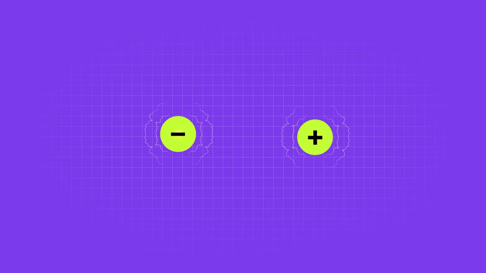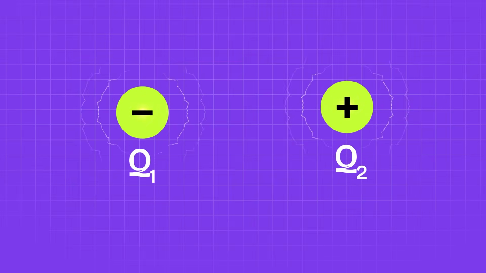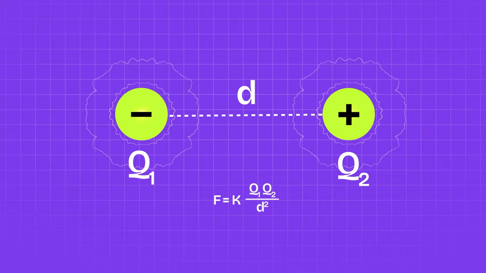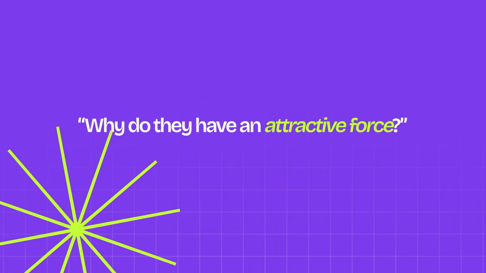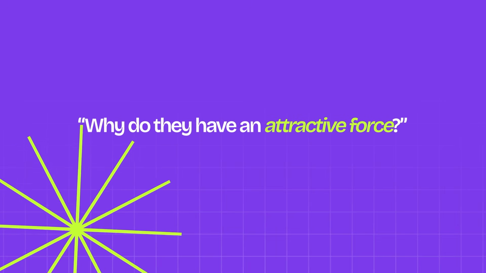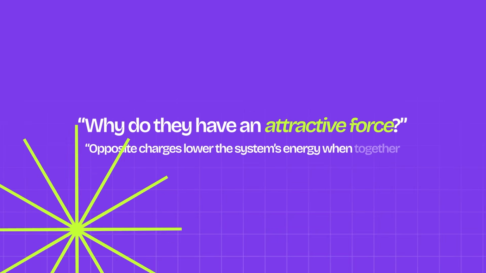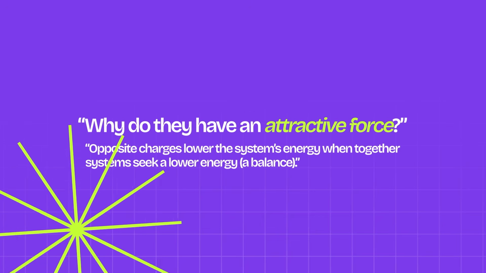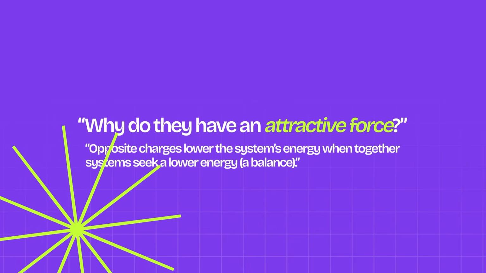A textbook might say, because of the electromagnetic force, unlike charges have an attractive Coulomb force between them. Okay, so there's a law describing that attraction. But if we're cheeky, we ask, why do they have an attractive force? At this point, an expert might invoke an even fancier idea. Opposite charges lower the system's energy. Systems seek a lower energy, a balance. So plus and minus charges want to neutralize.